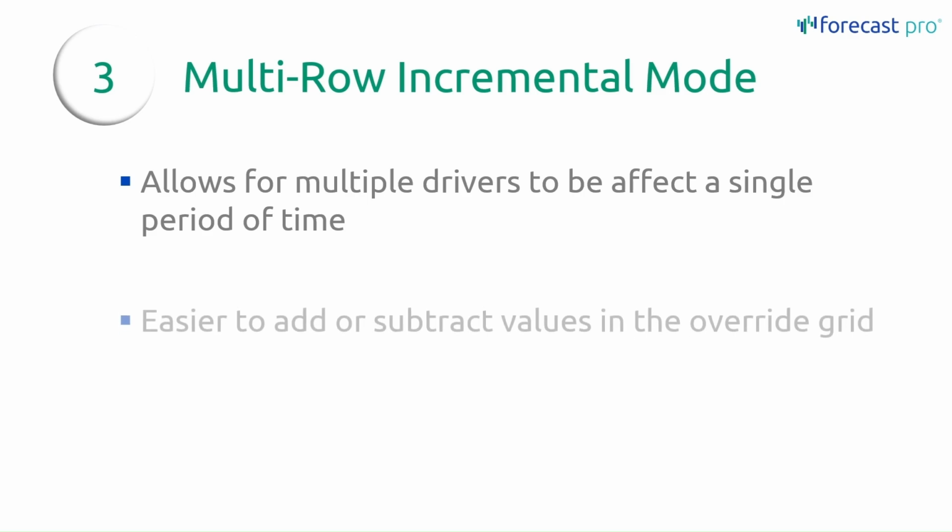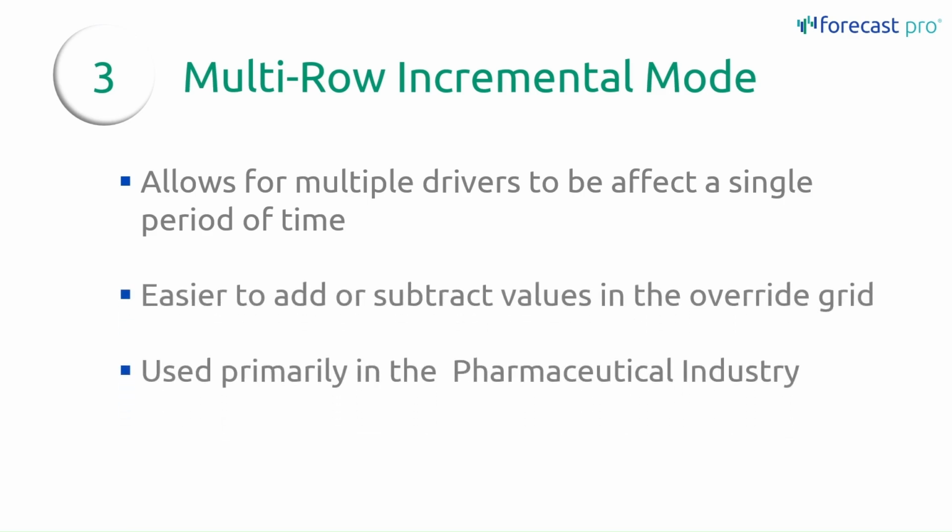So to recap some of the advantages of multi-row incremental mode, this allows us to have multiple drivers visible and making changes all at the same time. So if we have all of these drivers that are affecting our business and some of them overlap, allowing us to have multiple impacts that add up and accumulate can be very beneficial. It also makes it easier to add or subtract values directly in the override grid rather than having to use the formula buttons that we see below.